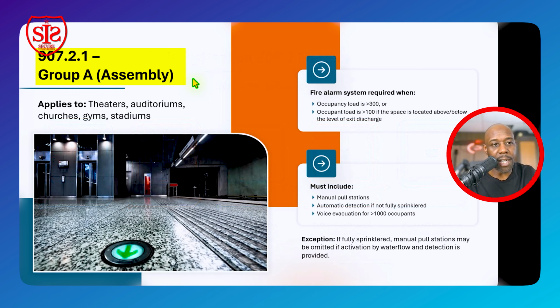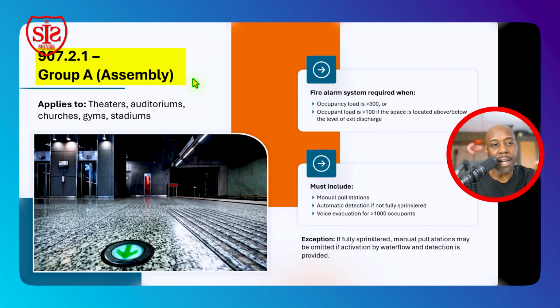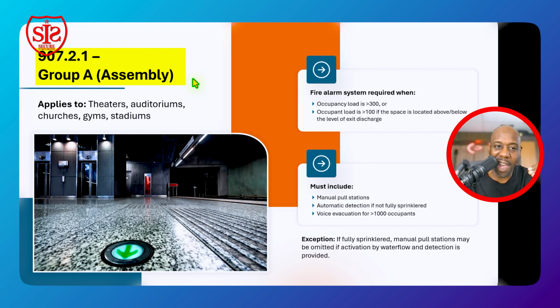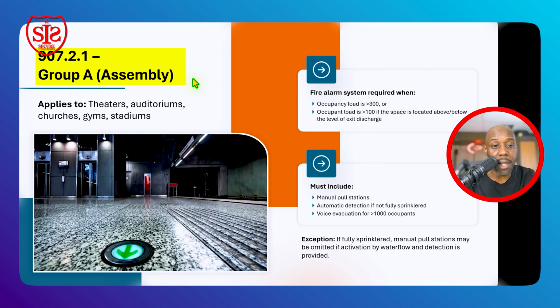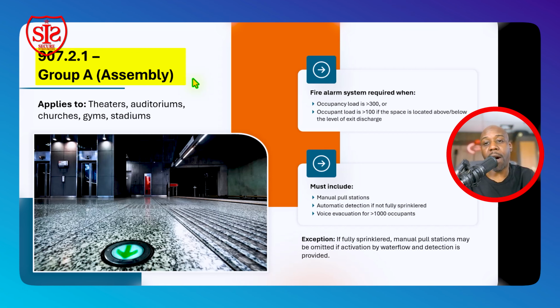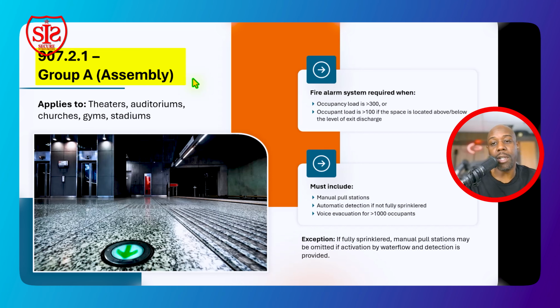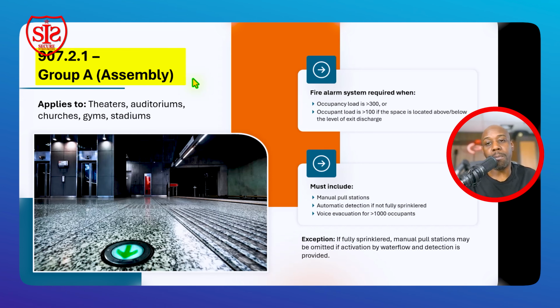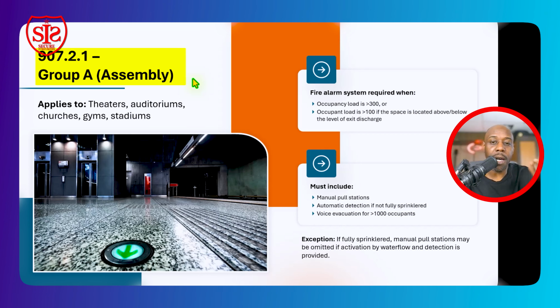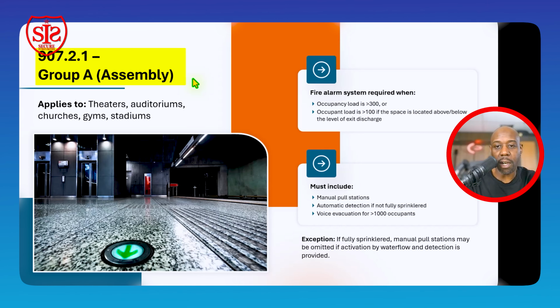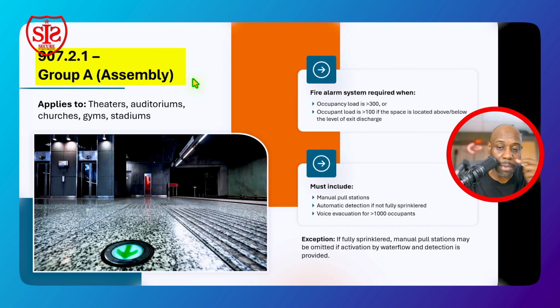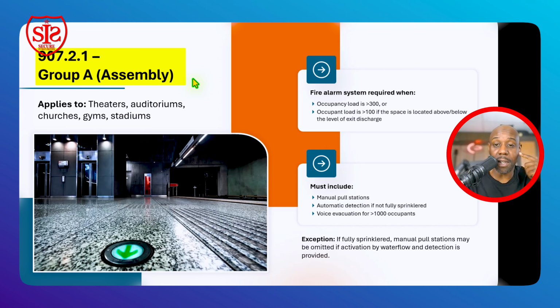Now, the subsections in 907.2, starting with 907.2.1, is Group A, assembly. This applies to theaters, auditoriums, churches, gyms, and also stadiums. The fire alarm system is required when the occupancy load is more than 300, or the load is more than 100 if the space is located above the level of exit discharge, meaning if there's more than 100 on one particular floor, which is the second floor above the first floor, then a fire alarm system is required because they need to know if there's an emergency on any other floor so they can get out of the building.